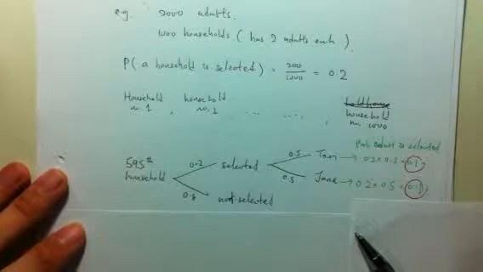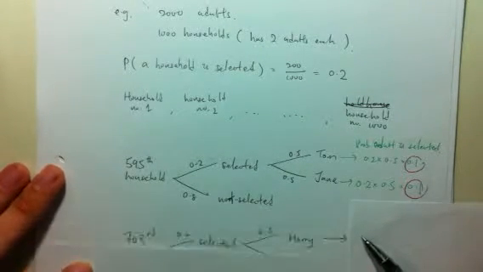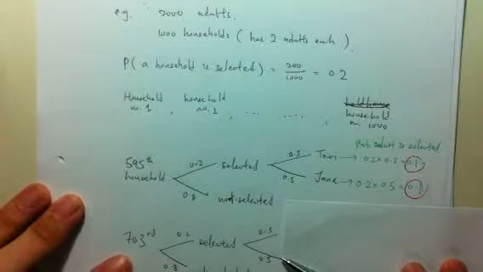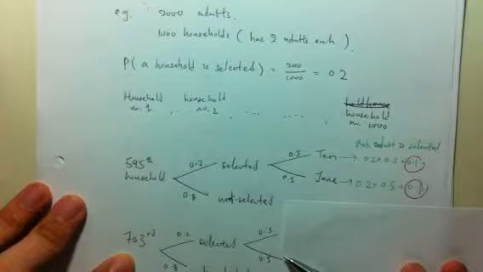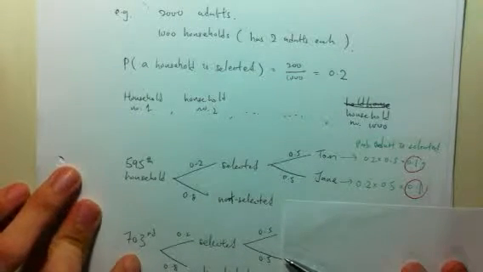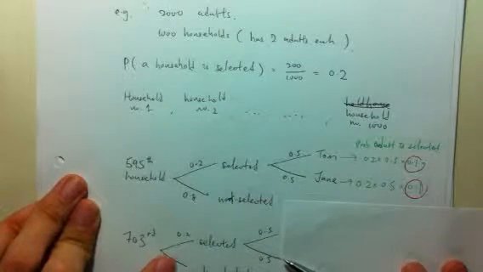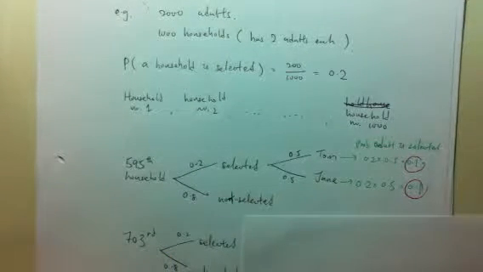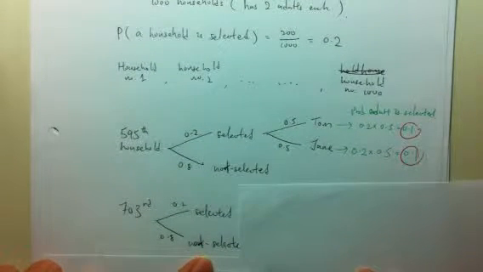If we take a look at other households, let's say, for example, the 703rd household, it has the same structure. Its probability of selection is also 0.2, and its probability of non-selection is 0.8.